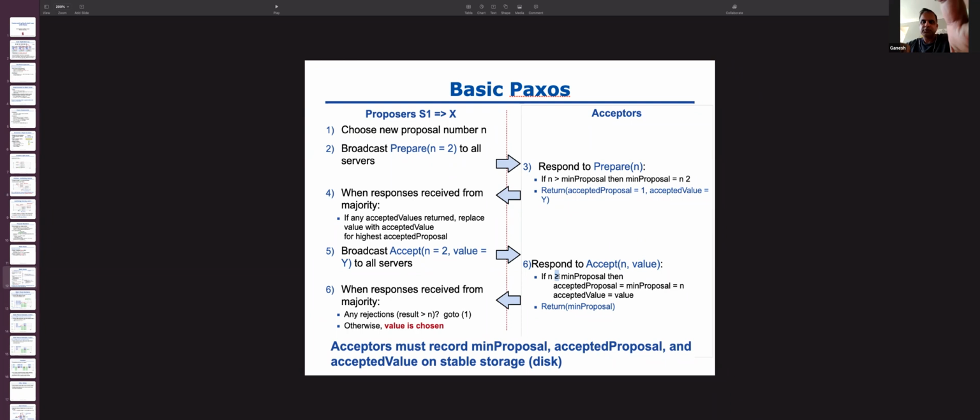Also in item number 4, I think it says if any accepted value is returned, replace value with the accepted value. I think it should also say the highest accepted value for the highest accepted proposal. What if different accepted values are returned for a given highest accepted proposal? Like in your case, the highest accepted proposal was 2. Let's say one of the guys returned accepted value y, another guy returned maybe accepted value a, or maybe it's not possible. I don't know. I was just trying to think.